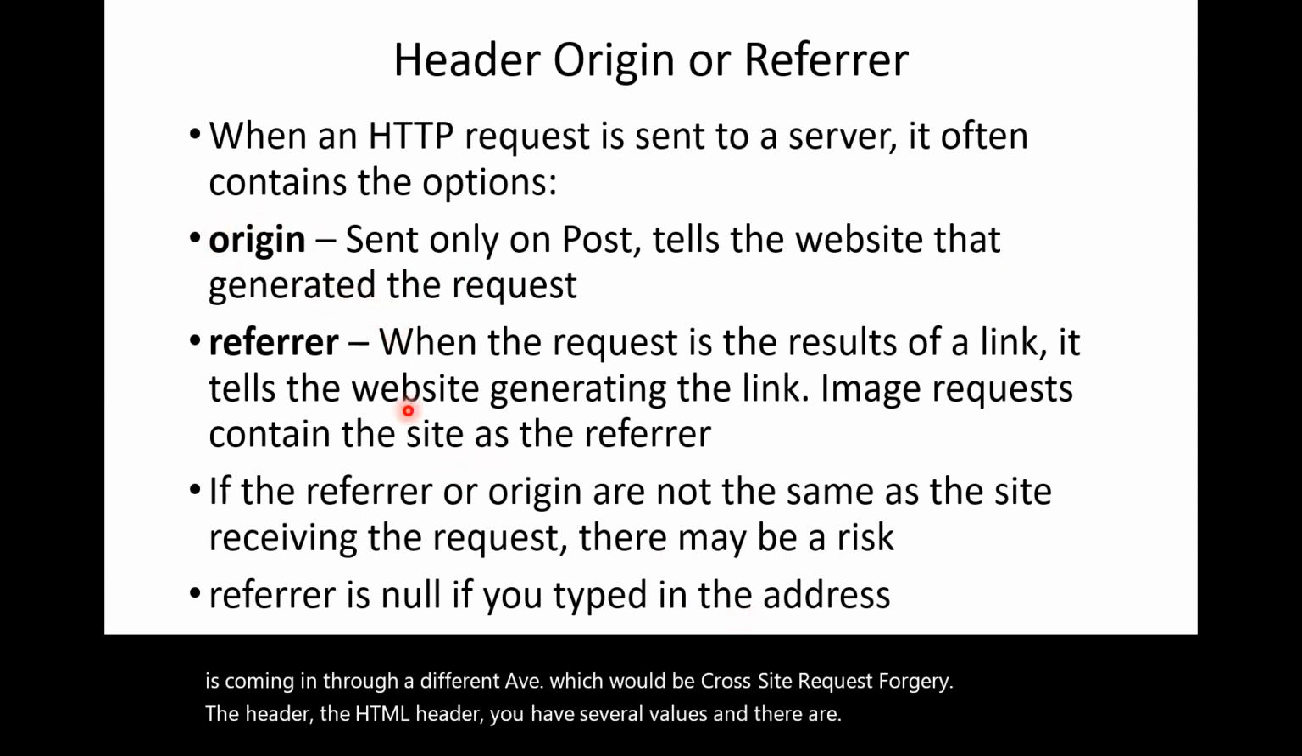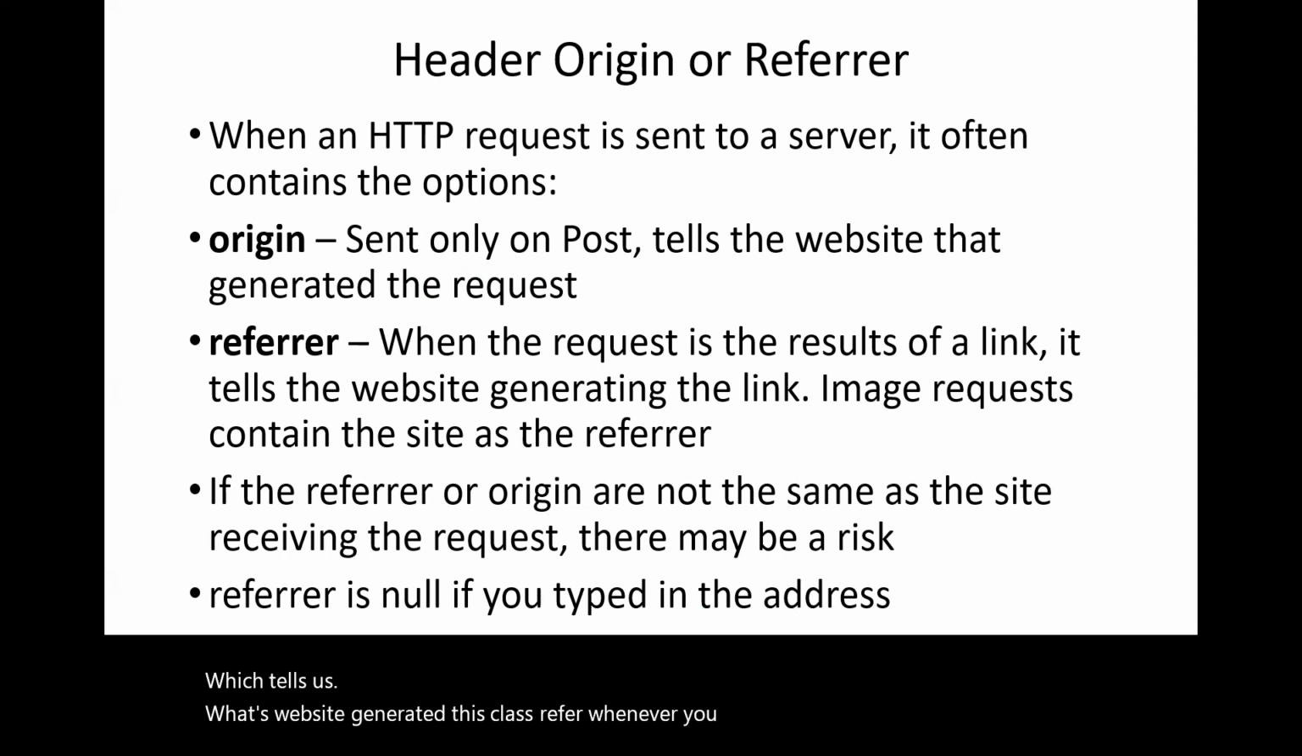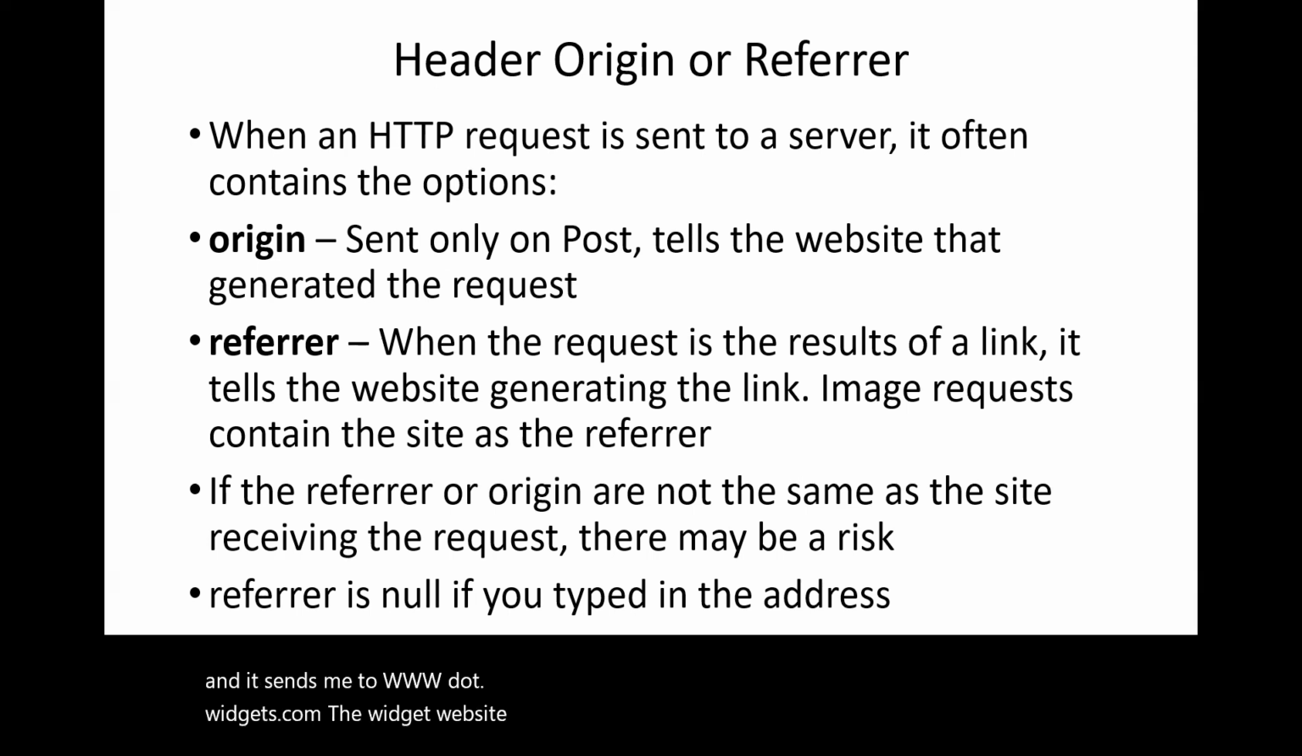One of them is origin. A post tells what website generated this request. Referer: whenever you click on a link and go to a website, it tells the website where I got this request. So if I go out to www.acme.com and I click on a link and it sends me to www.widgets.com, the widget website will get, when it gets the request, it says, oh, you were sent here by Acme.